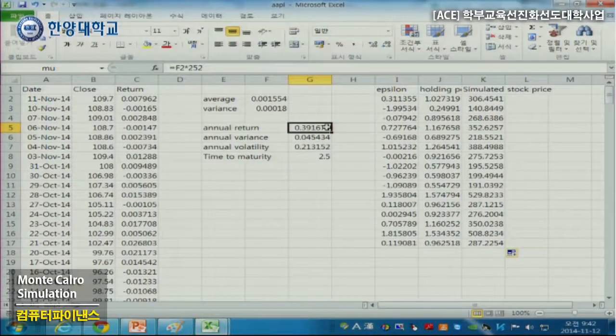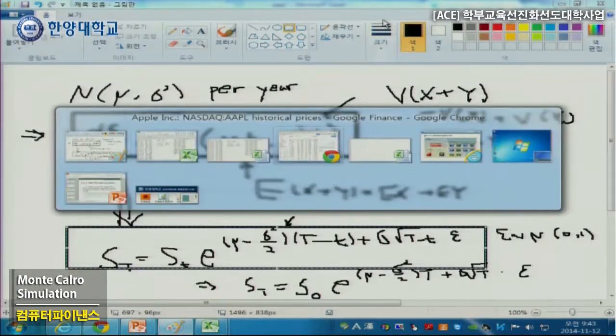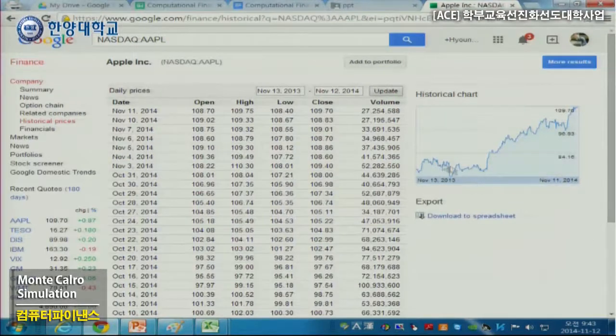Do you have any question? Okay. Yes, Theo. Yeah, it is too high, but given that it is Apple, no wonder. Apple's stock return is very good. If you cannot believe this, look at this. It looks like 40%, right?